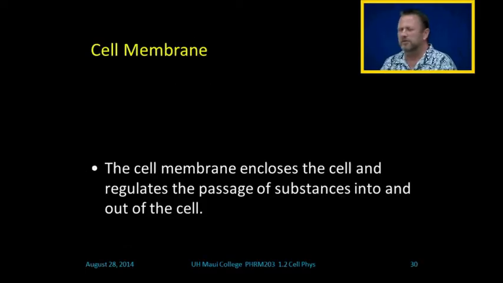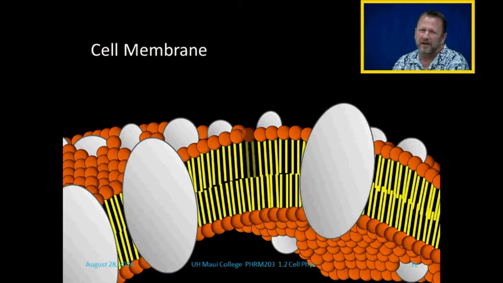The cell membrane encloses the cell and regulates the passage of substances into and out of the cell. The cell has metabolic machinery in it, and we need the inside of the cell to be different than the outside of the cell so we can accomplish certain things. And that's going to be one of our themes in pharmacology. A signal is going to come from the outside of the cell to tell the inside of the cell to do something. All right, so that thing flashing is a phospholipid.